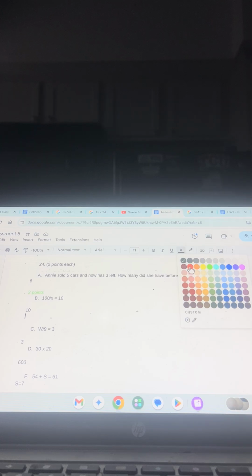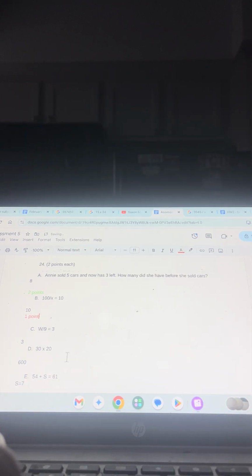$100 divided by 10 equals 10. Okay, you are right. 10 is the answer, but you forgot to write your x equals, right? Whenever you're solving for a letter, you have to write the letter equals. You can't just write the value. So you get partial credit for that one. You get 1 point. But you missed writing a letter, so you get 1 point off of that.